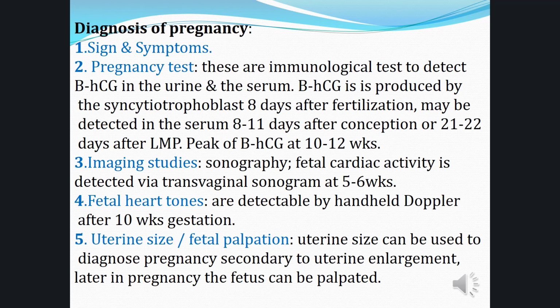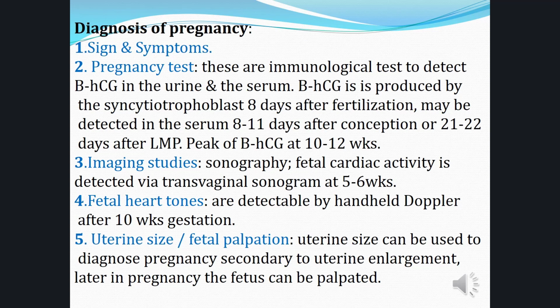Diagnosis of pregnancy. First, by signs and symptoms that we talked about. Second, by pregnancy test. These are immunological tests to detect beta-HCG in the urine and in the serum. Beta-HCG is produced by the syncytiotrophoblast 8 days after fertilization. It may be detected in the serum 8 to 11 days after conception, or 21 to 22 days after the last menstrual period. Peak of beta-HCG is at 10 to 12 weeks.